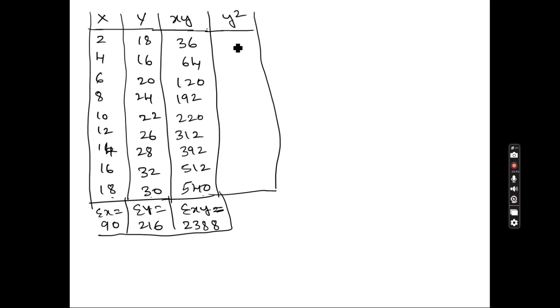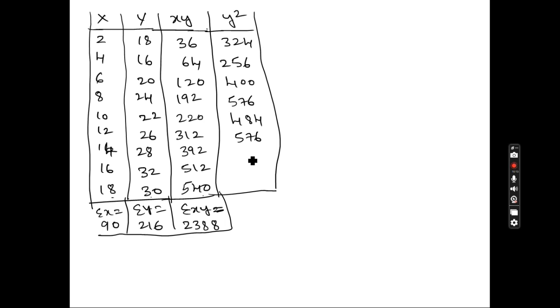So 18 square is nothing but 324. 16 square is 256, 20 square is 400, and 24 square is 576. Because I remember the square values, that is the reason I am writing very fast. And 22 square is 484.